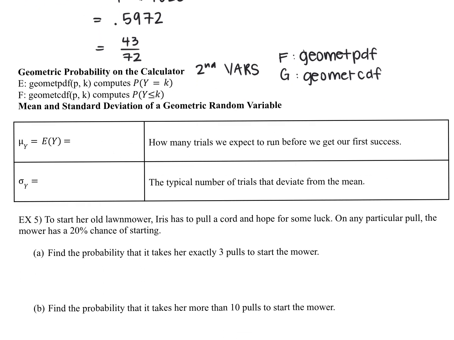The last thing we're going to talk about is the mean and standard deviation of a geometric random variable. The mean, or the expected value, is 1 over p. So how many trials do we expect to run before we get our first success? And our standard deviation is the square root of q over p. Again, q here is our 1 minus p. That's the typical number of trials that deviate from the mean. So you do the square root of your failure over your probability of success.